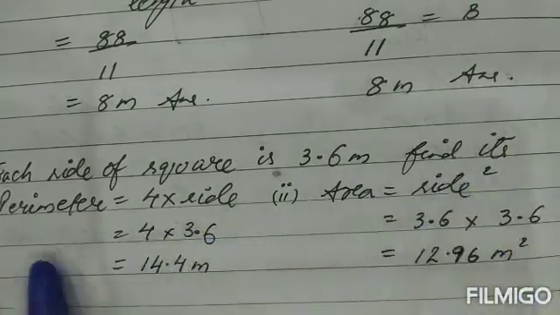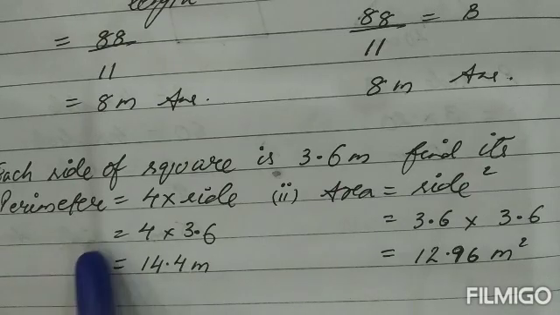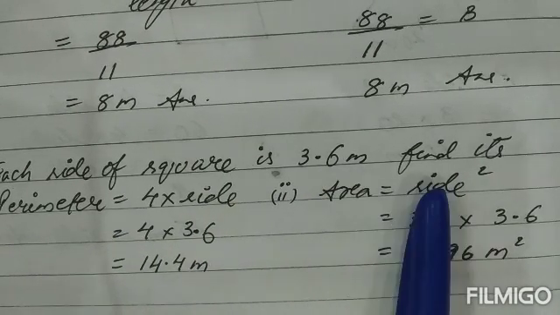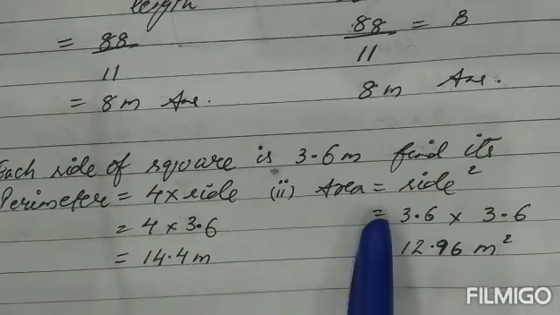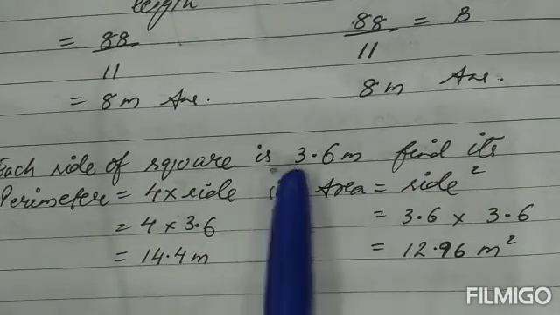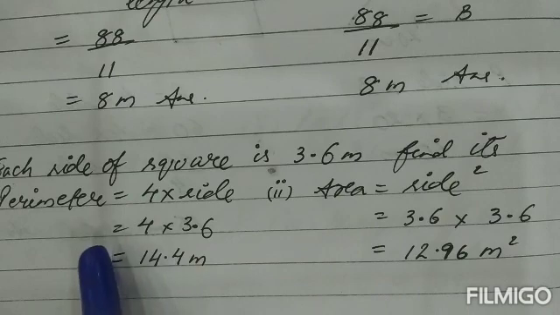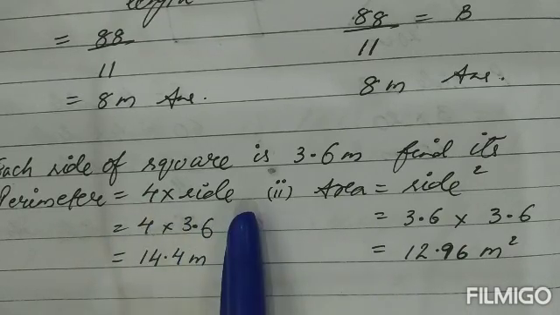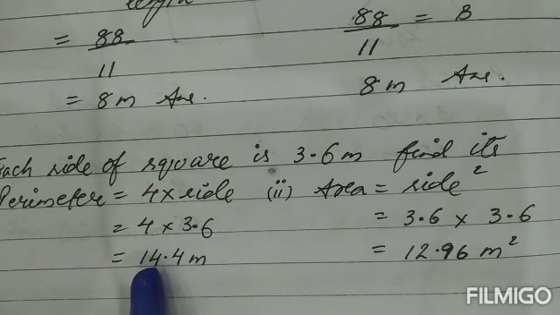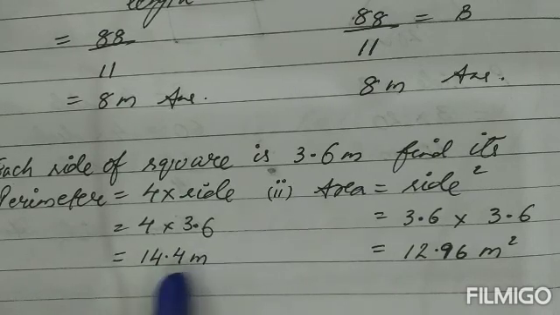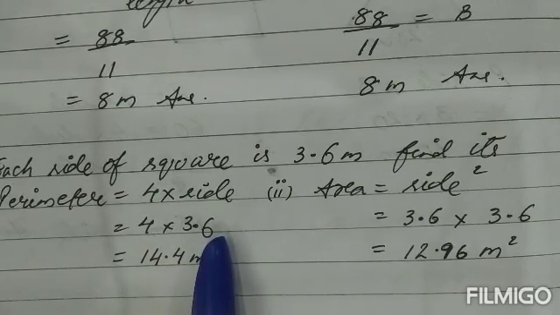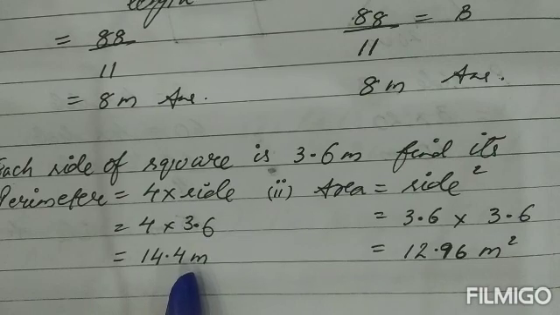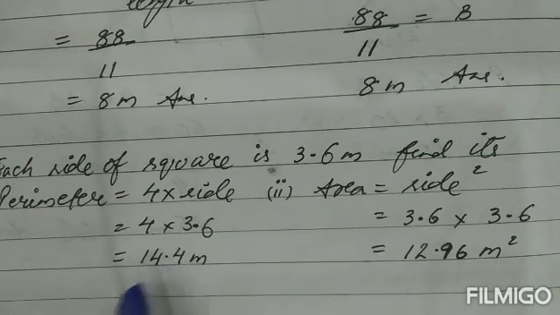Question number 4, children. Each side of a square is 3.6 meters. Find its perimeter and area. Now, because the side is given as 3.6 meters, children, put the formula for perimeter, that is 4 into side. So 4 into 3.6 gives you 14.4. Now when you multiply, again keep in mind the decimal is after one place. So from this side you count 1 and you put the decimal.